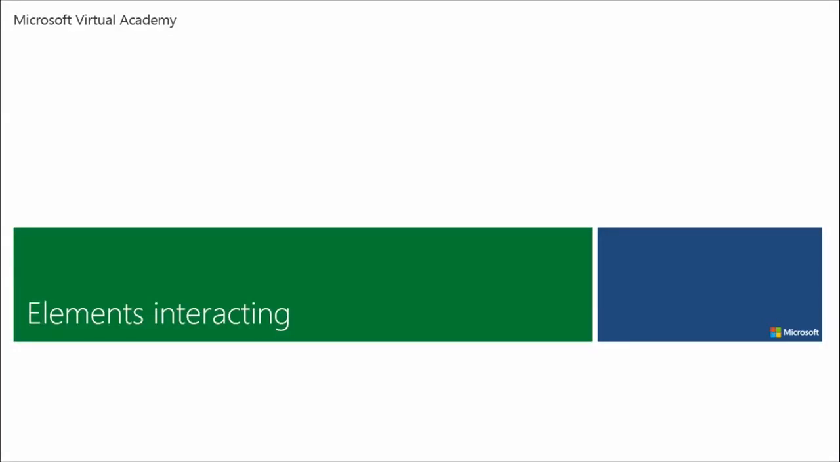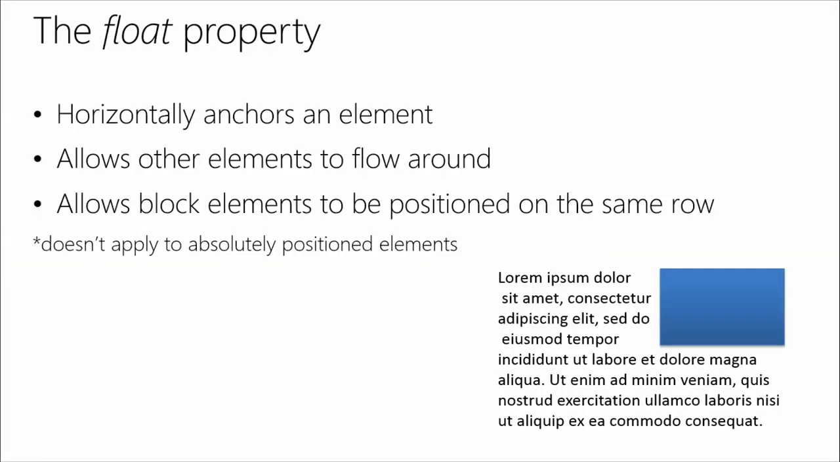They still need to interact with each other, right? And so the first thing that we're going to talk about is the float property. This is probably the most commonly used property for anchoring elements on a page. This horizontally anchors an element basically on its row.